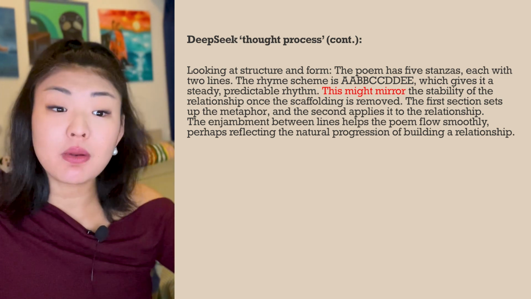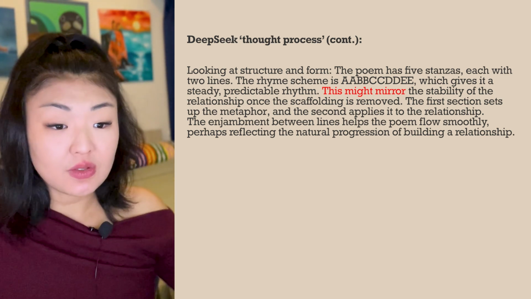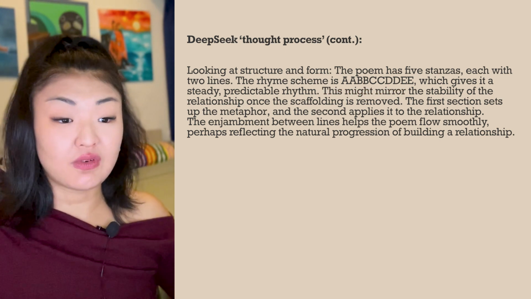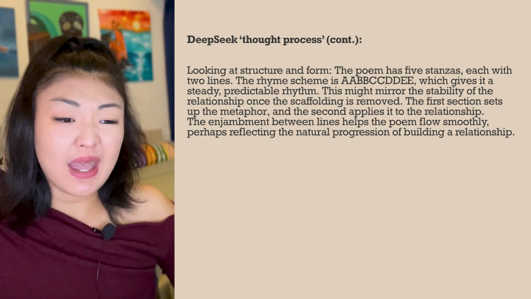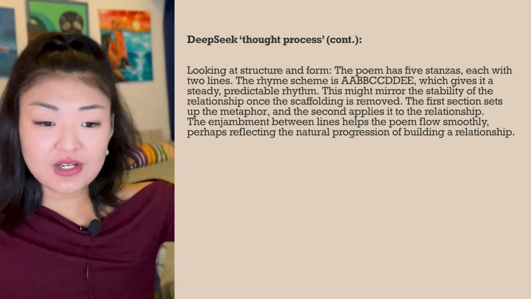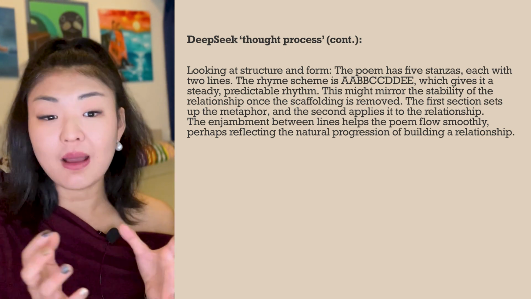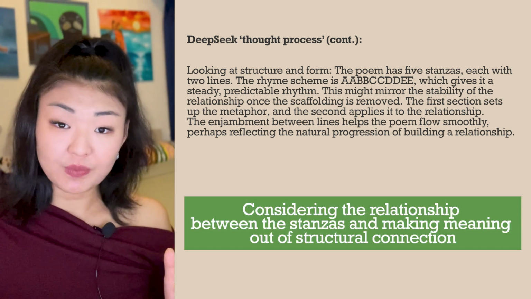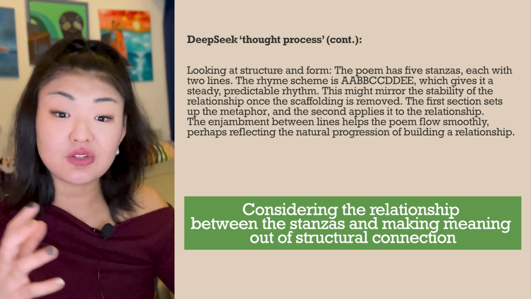So the AI is showing us that right away, it's making that association. So the first section sets up the metaphor and the second section applies it to the relationship. The enjambment between the lines helps the poem flow smoothly, perhaps reflecting the natural progression of building a relationship. So let's put aside the fact that this observation isn't perhaps super in-depth, but what the AI is doing well is that it's tying the stanzas together and considering what logical connection there might be between these two stanzas.